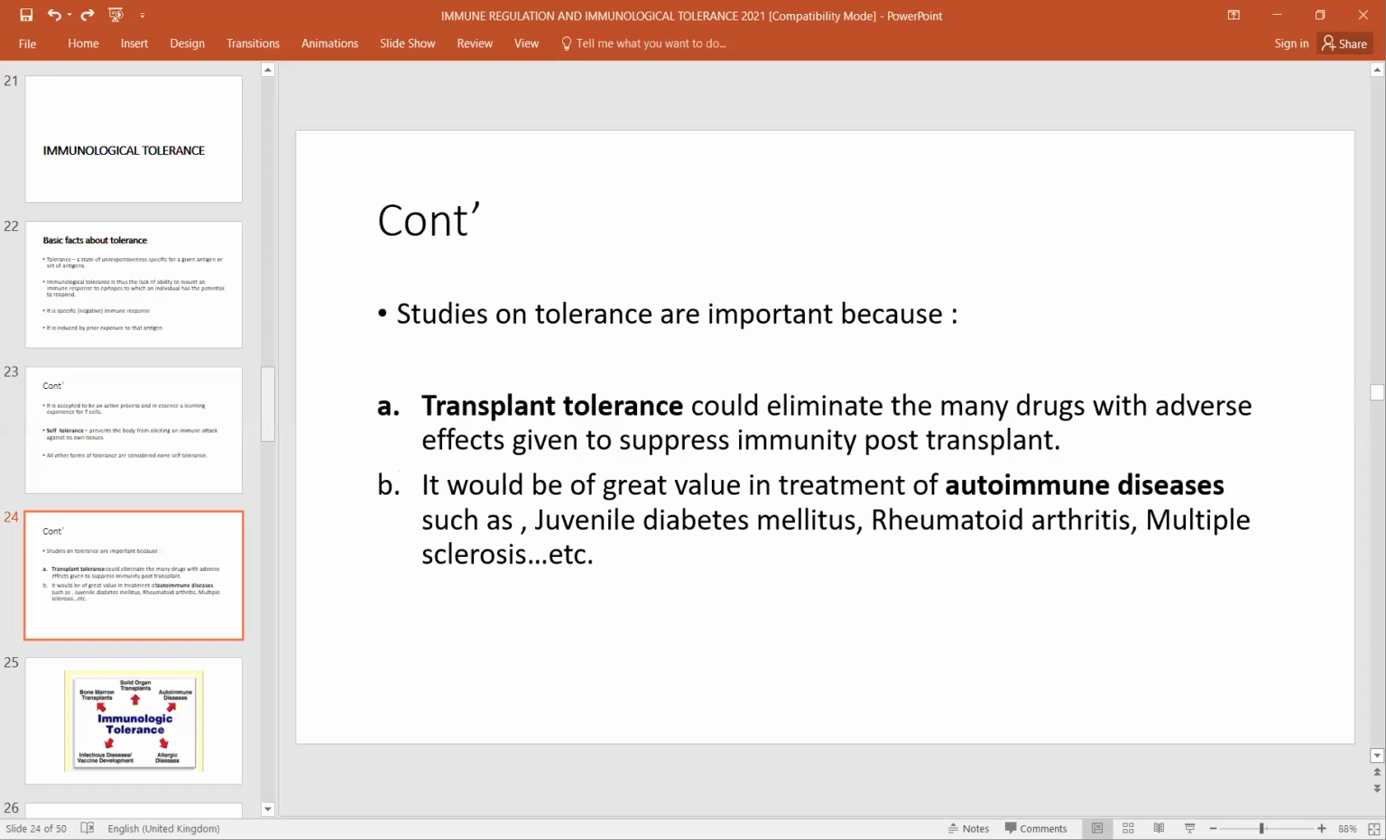So, example that we talked about non-self, transplant tolerance could eliminate the many drugs with adverse effects given to suppress immunity post-transplantation. It would be of great value in treatment of autoimmune diseases that we've just mentioned. And it is crucial to highlight something that will be important for you clinically, is that there is a very significant population of younger individuals, juveniles, young children developing diabetes. Prior to the time we were working as interns and medical officers, this was a potentially dangerous disease process, but we're getting people surviving up to 35, 40 with very minimal morbidity and mortality. So it's one of the things you'll have to be tackling very actively in this modern age.